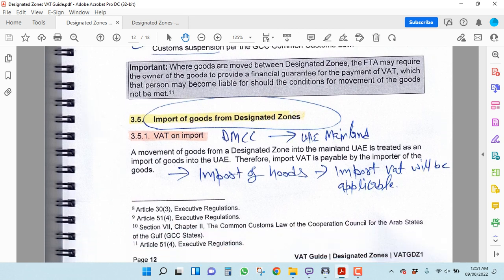Import of goods from DZ. Okay, now from DZ goods are going to UAE mainland. Okay, a movement of goods from a DZ into the mainland is treated as import of goods into the UAE. Therefore, import VAT is payable by the importer of the goods. Like goods going from DZ to UAE mainland, it will be treated as import of goods, and import VAT will be applicable.